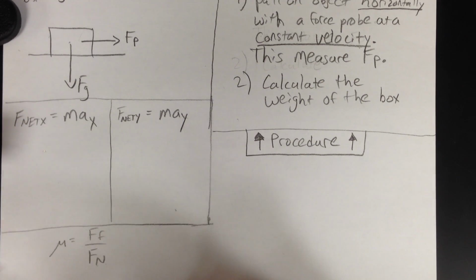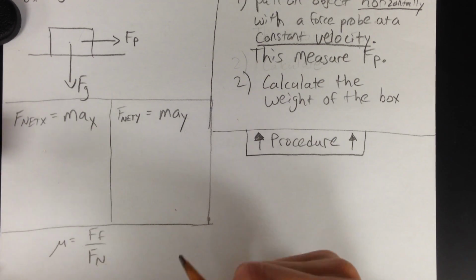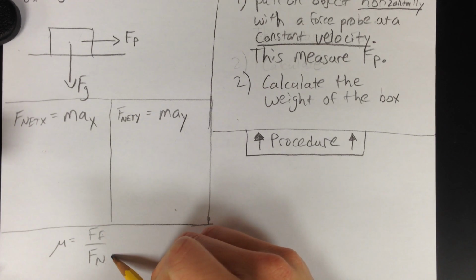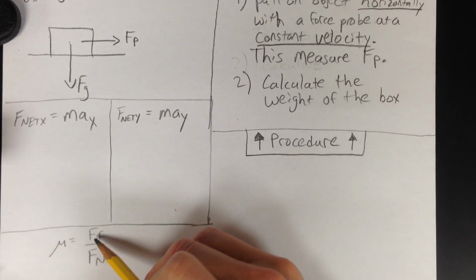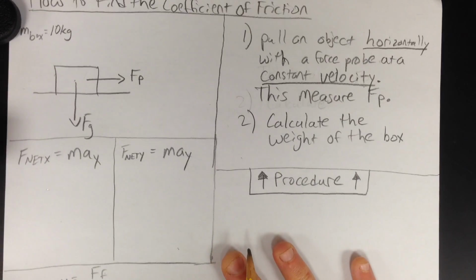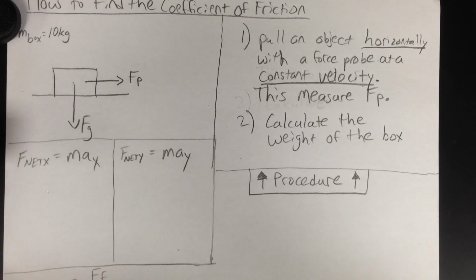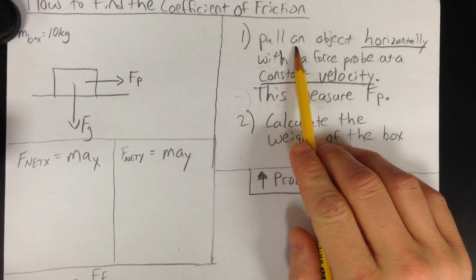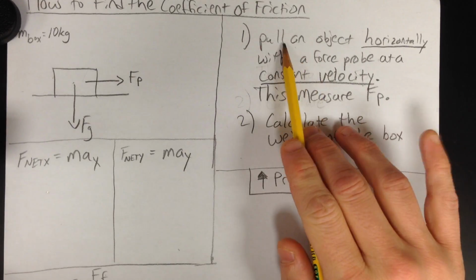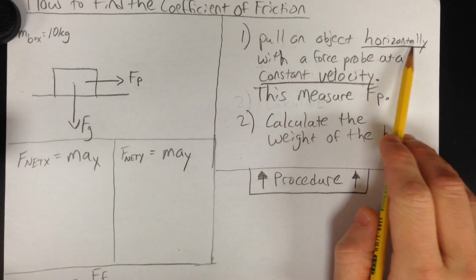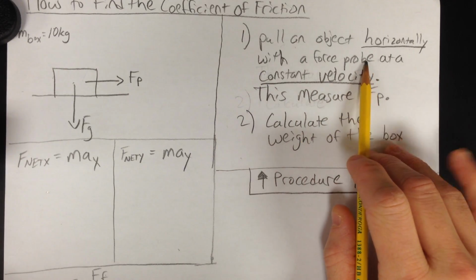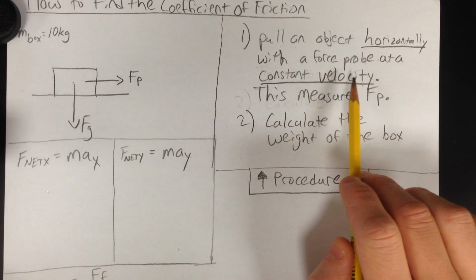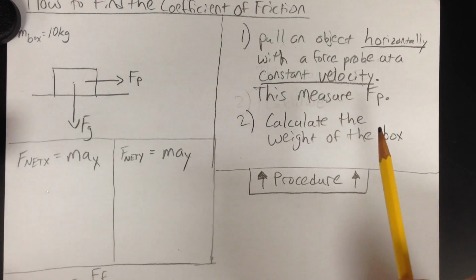So really this procedure is not to find mu, but we can think of it as a way to find force of friction and a way to find normal force. And once we have those two, we're pretty much done. We just divide them. To find the force of friction is the first step in our procedure. We're going to pull this object horizontally with a force probe at a constant velocity. Horizontally and constant velocity are very important.